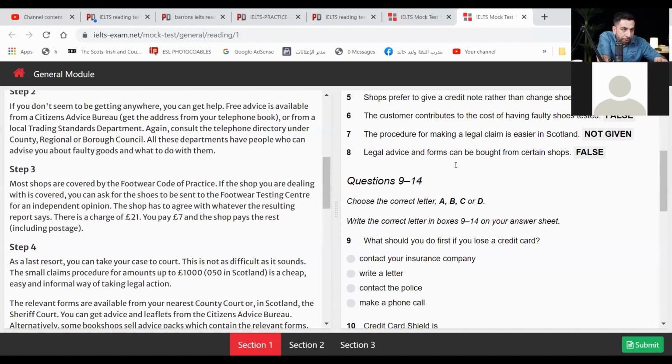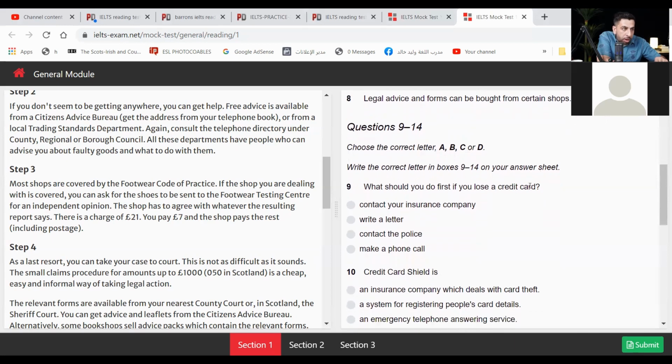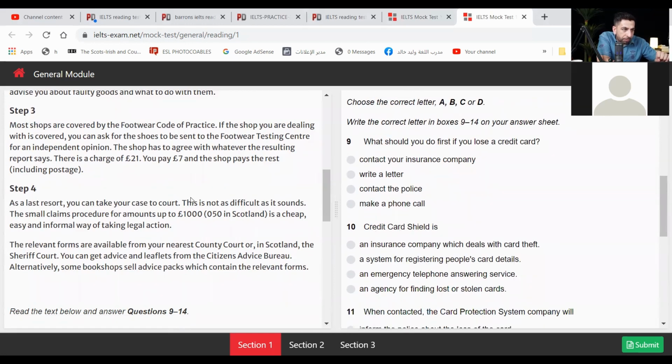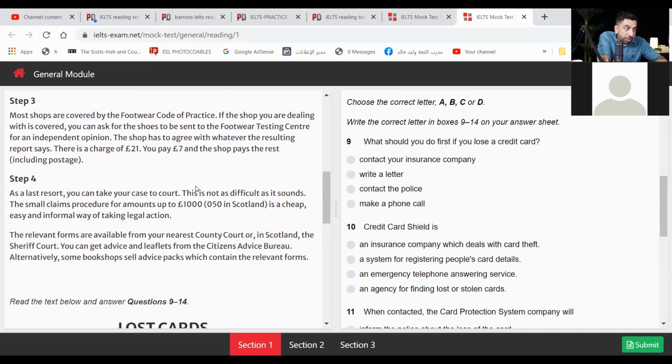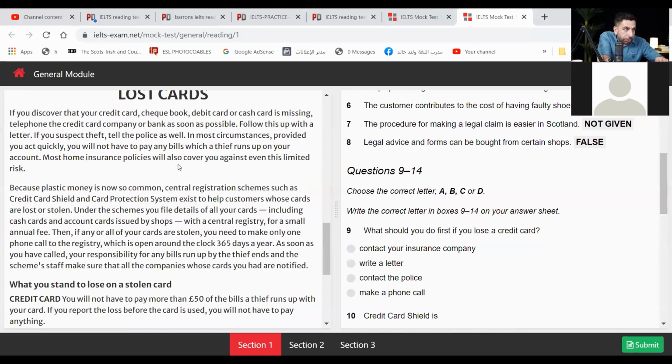Question 9 to 14. Choose the correct letter, A, B, C, or D. Now, where are they? Let's check them out. What should you do first if you lose a credit card? Is this something that is given in the text or not yet? I think it's the second paragraph. Okay, moving to the second paragraph, where it may be. No, it's lost cards. Okay. Perfect. So we go here, lost cards.